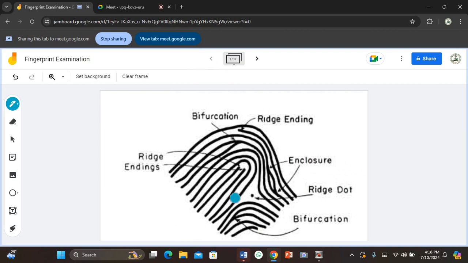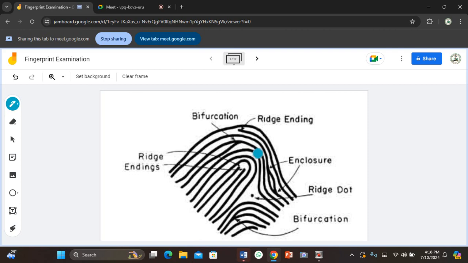Now let's move further. Look at this. This is a print. On this print, we have some characteristics that we'll try to identify. Look at this one. This is a ridge ending. This ridge started from this place and now moves over and up to this place. Then it stopped moving, so it's no more going further. That is ridge ending.